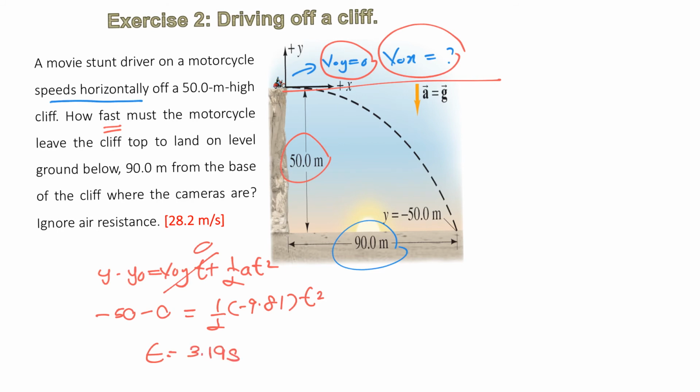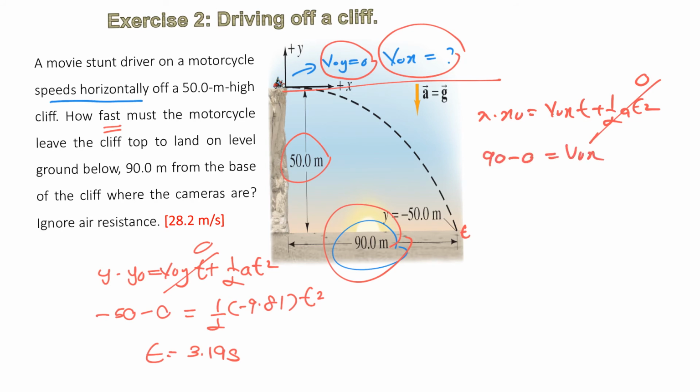Basically the time you get is here, but there's another piece of information you can use to find how fast, the initial velocity. They already give you the 90 meter, so it's better to use s minus s naught equals v naught x t plus half a t square. Acceleration is 0. Your s here is going to be 90 minus 0, so v naught x is the one you need to find, and your time is 3.19. So you are going to get 90 divided by 3.19, which is 28.2 meter per second.